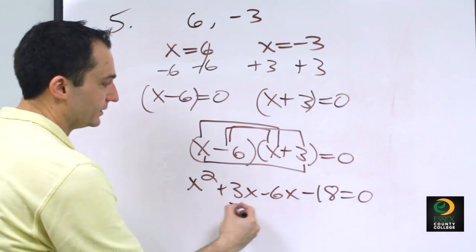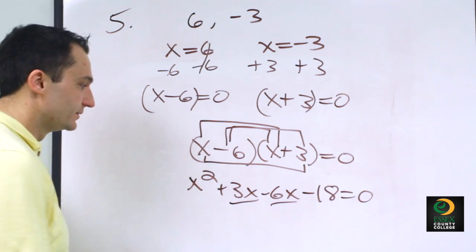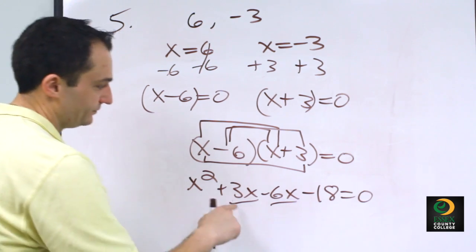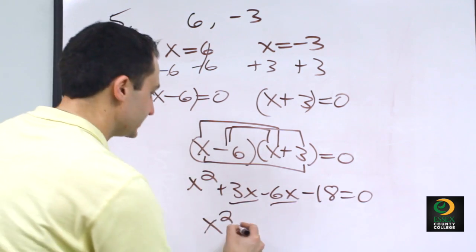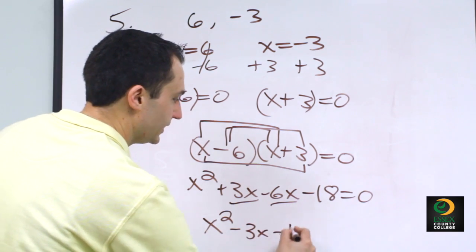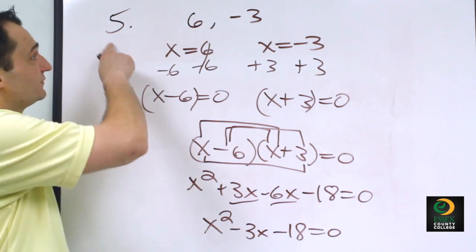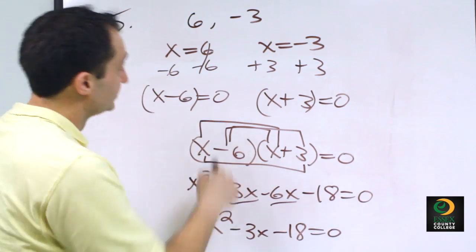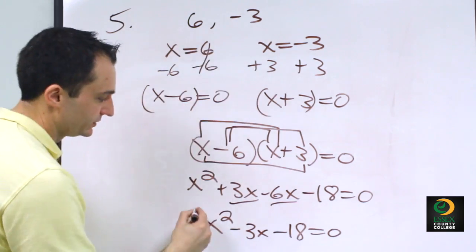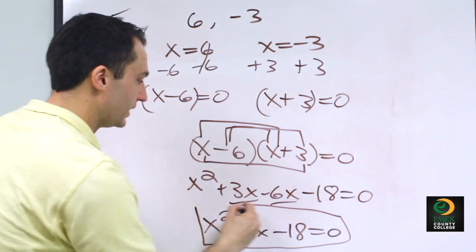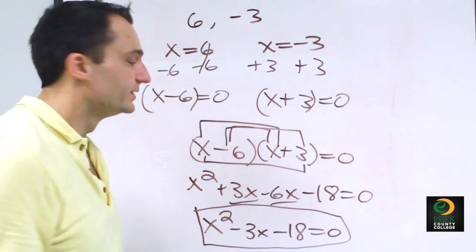So now we have to combine our like terms, which is just the center, and we're left with x squared, positive 3 minus 6 is negative 3x, minus 18 equals 0. So the answer for number 5, with our integer coefficients and the solutions of 6 and negative 3, is x squared minus 3x minus 18 equals 0.